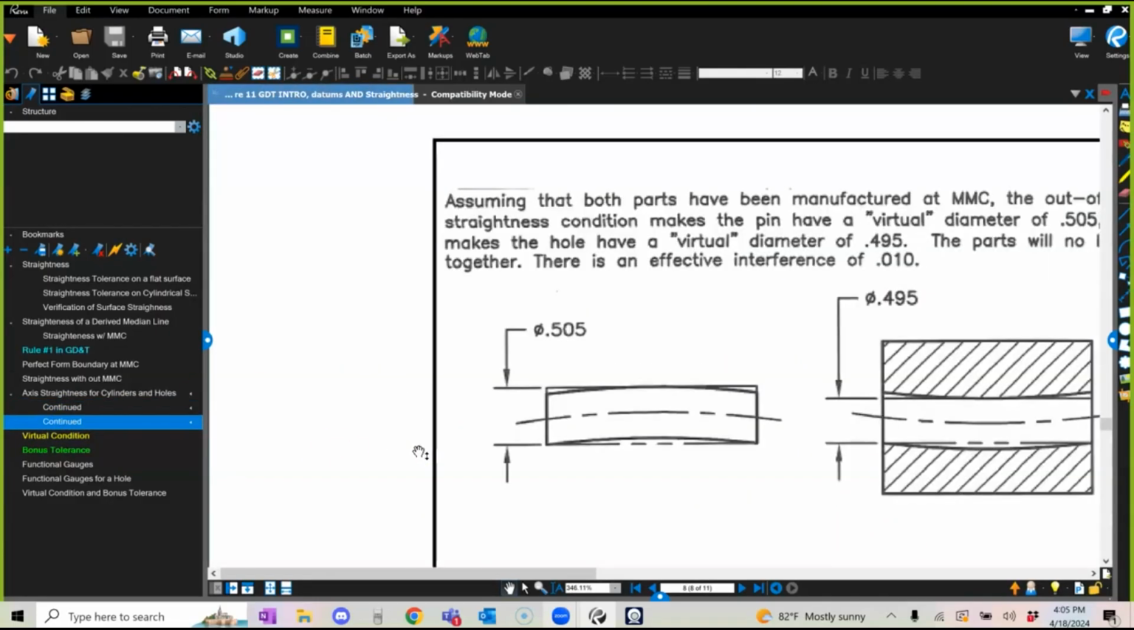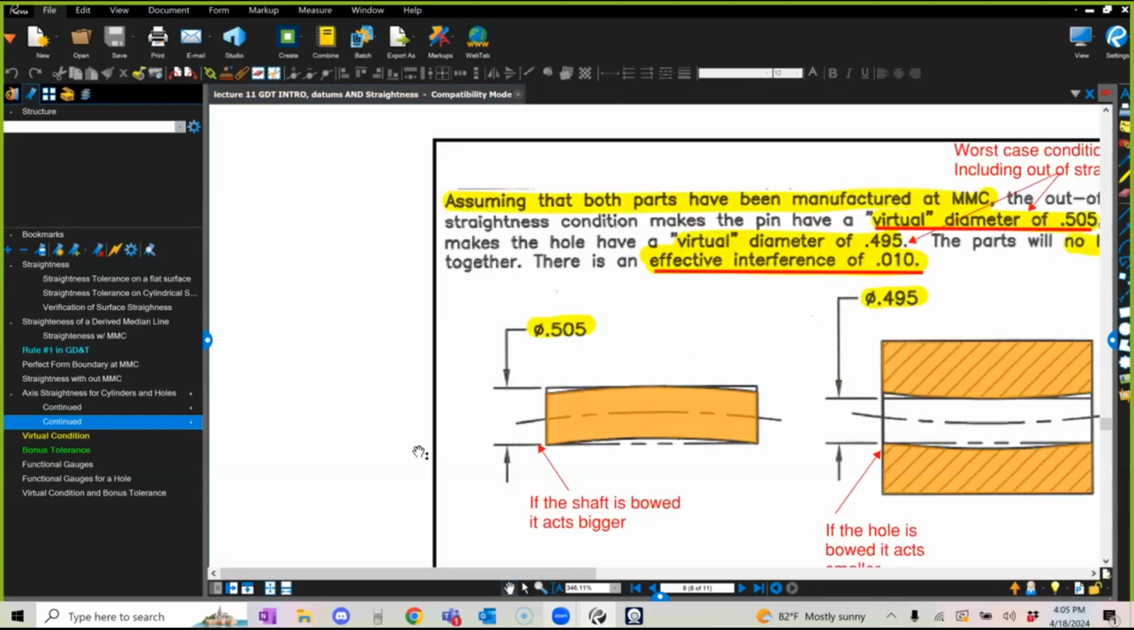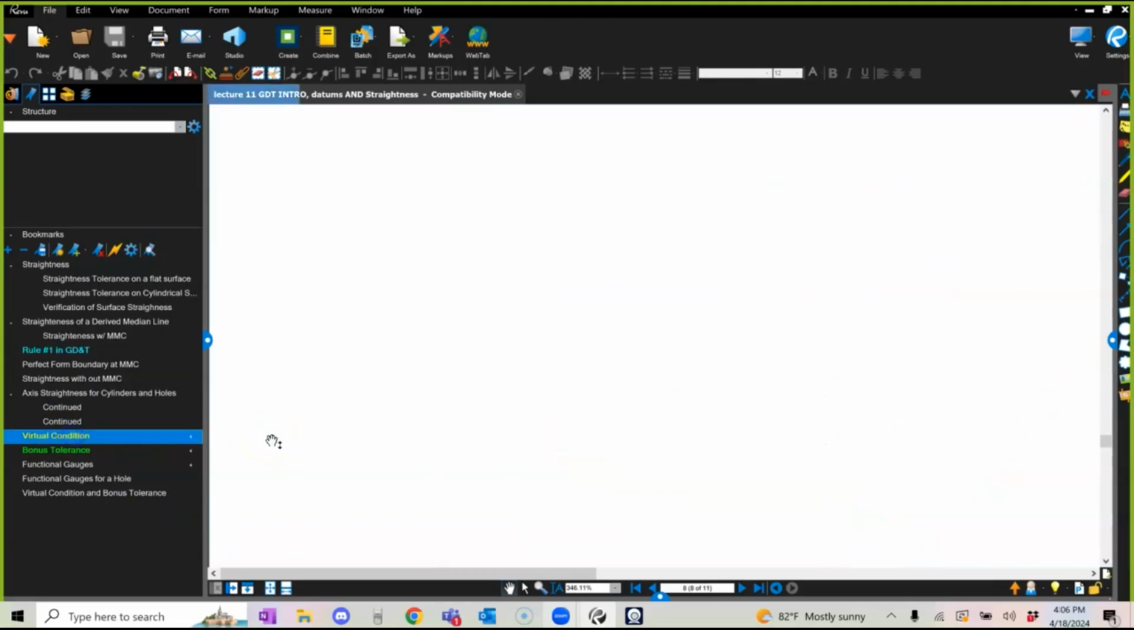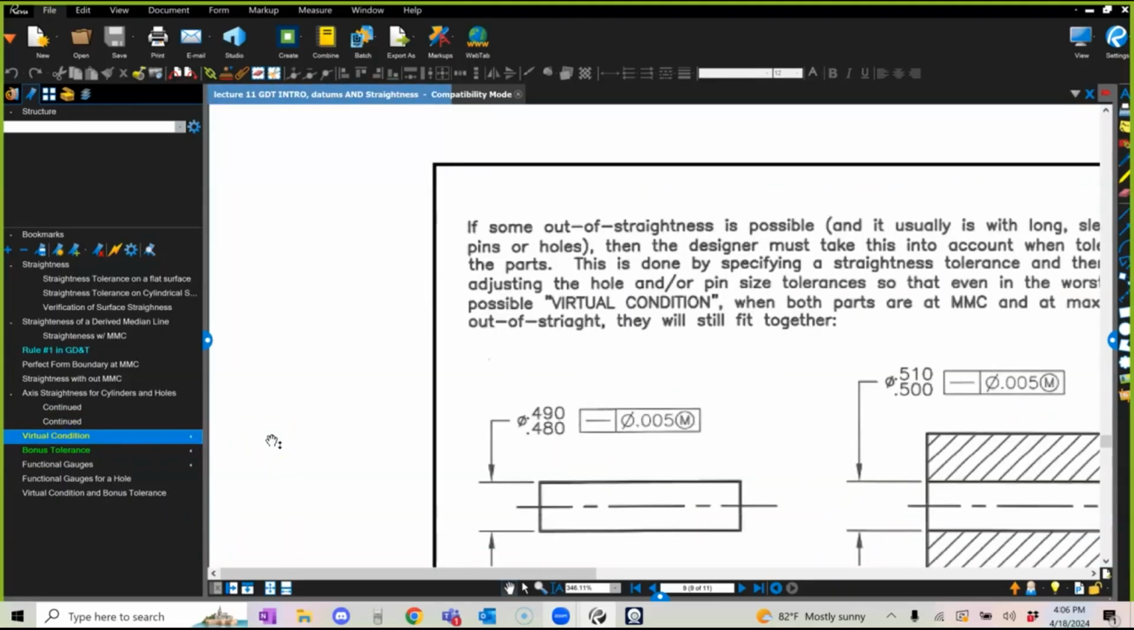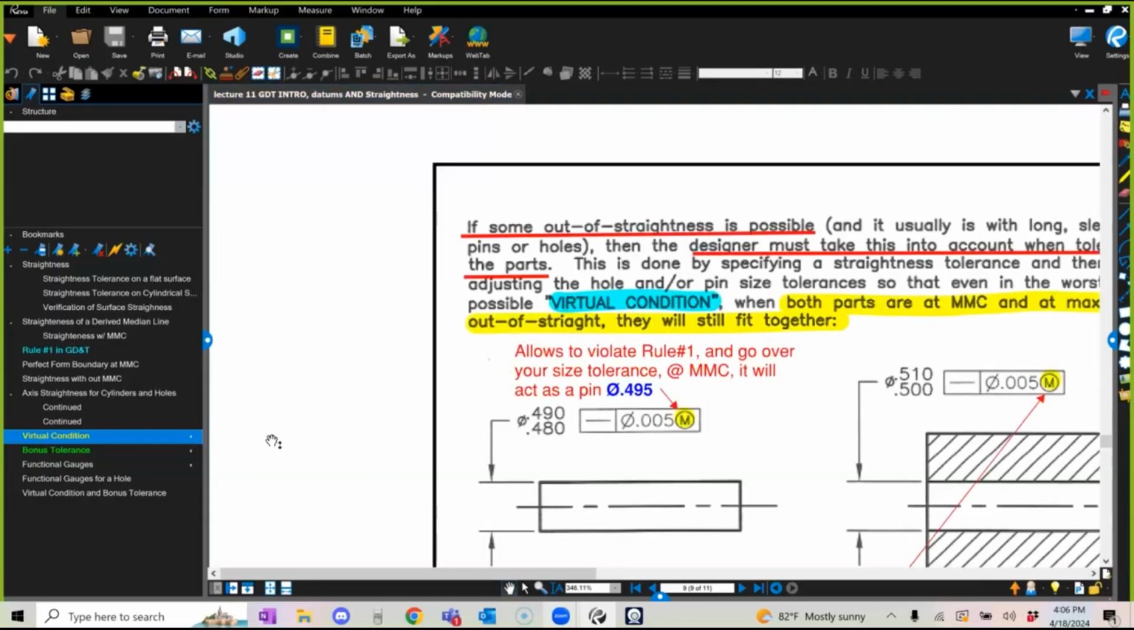I get to create a boundary that is going to account for the worst case condition. When I take care of the maximum material condition, which is the smallest hole, minus the geometric imperfection, I will get to the size. And if I do this for the other side, which is the maximum material condition plus the geometric imperfection, I will get something like this. Now, we need to account for this, and we're going to call it virtual condition. Virtual condition is the worst case accounting for size imperfection and geometry imperfection.